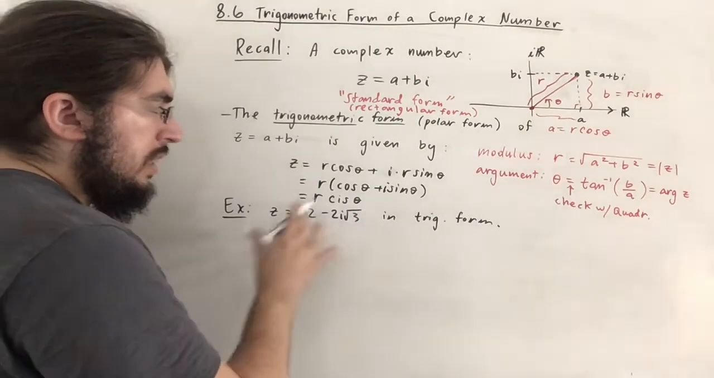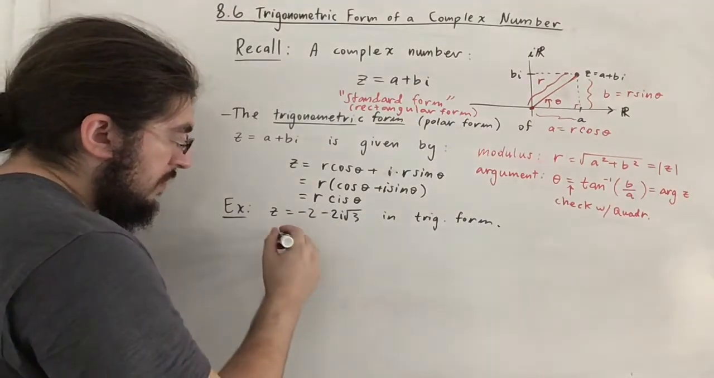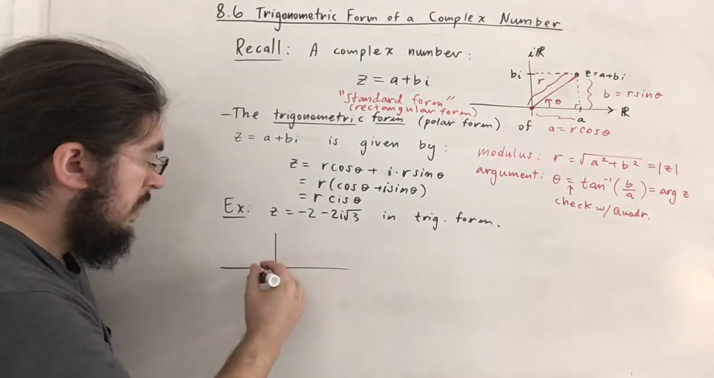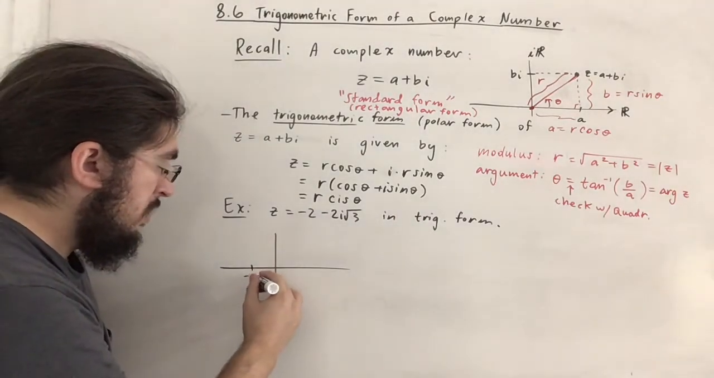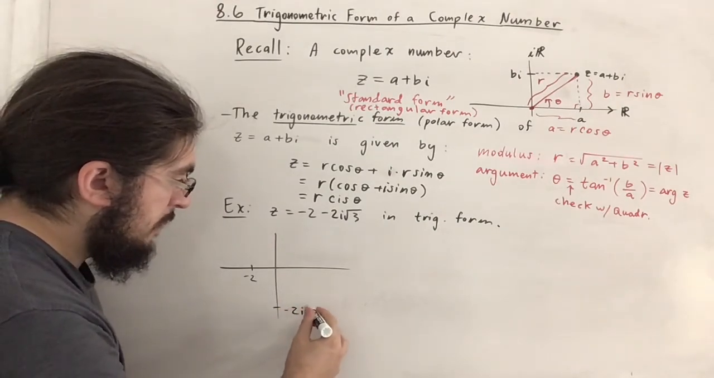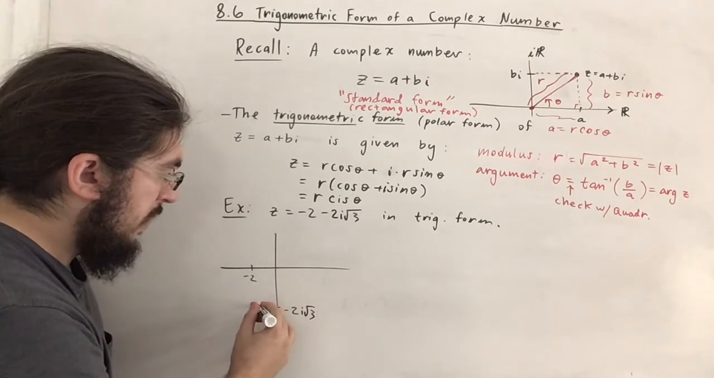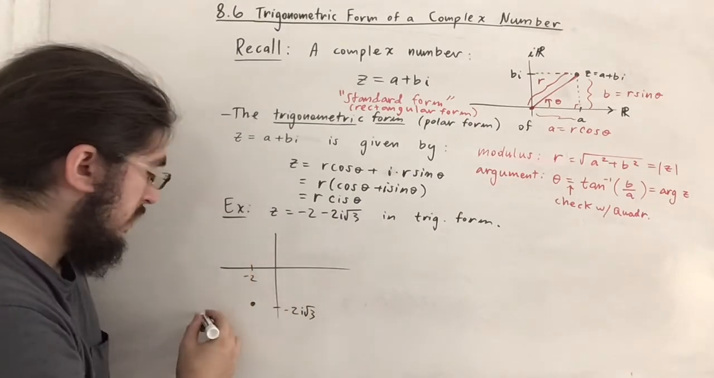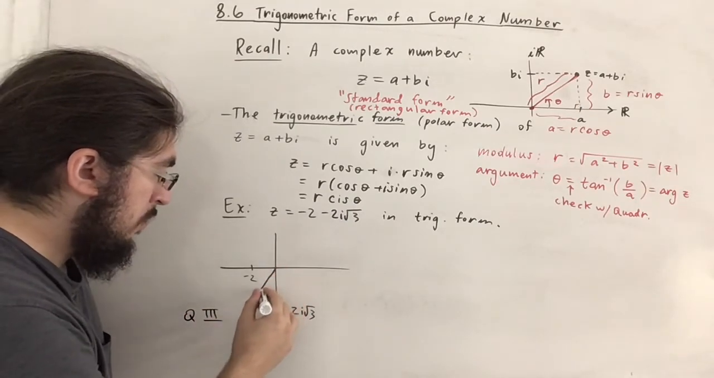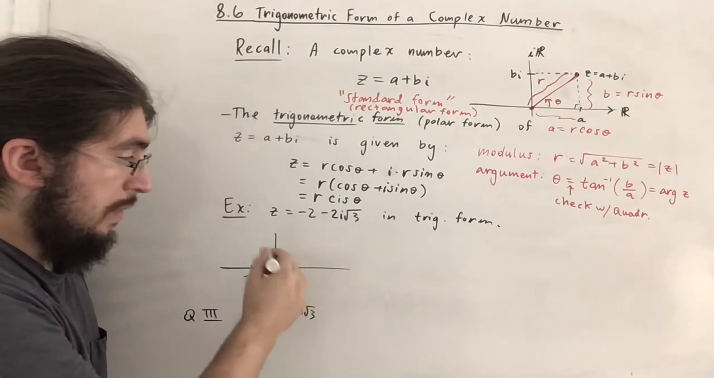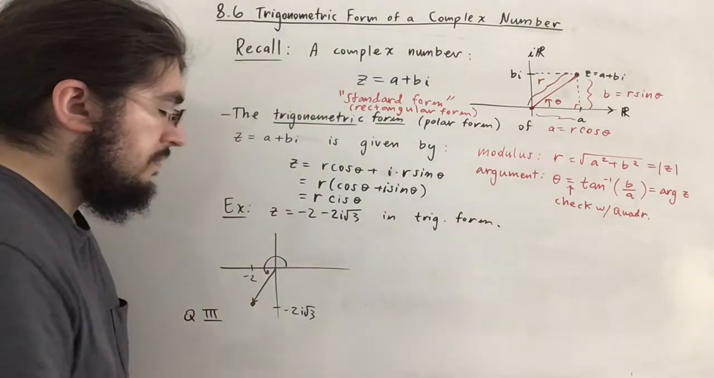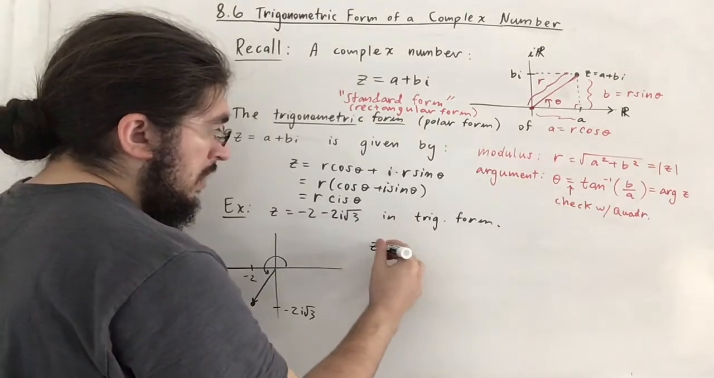So just so we understand what's going on here, let's try our best to plot this on the complex plane. So the real part is negative 2, and the imaginary part is going to be negative 2i times radical 3, which is somewhere over here in the third quadrant. So we can find the radius, which is the modulus, and we can find the argument, which is just the angle. So let's see if we can do this.